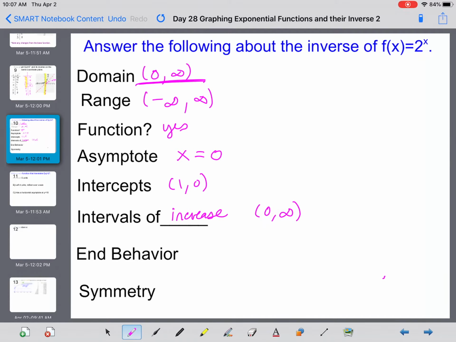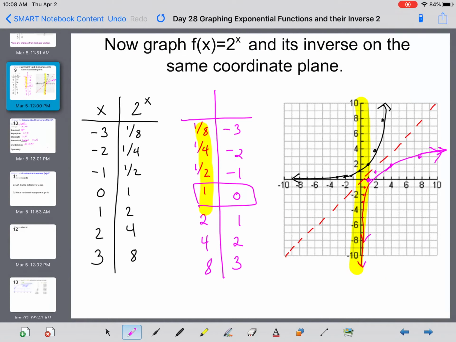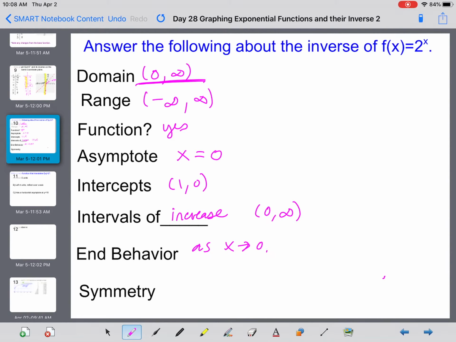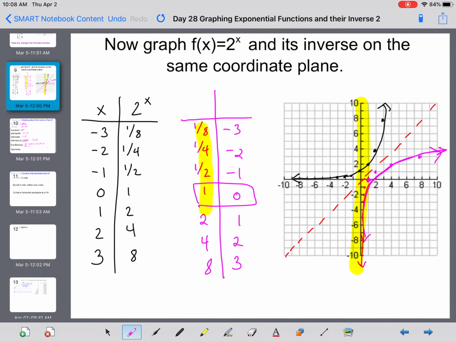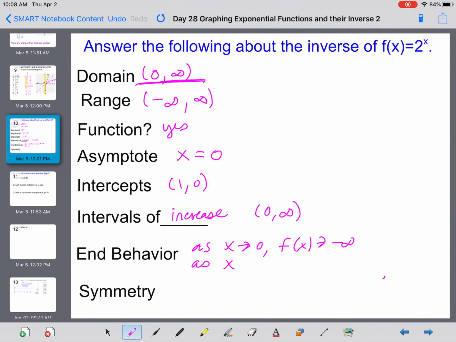For my end behavior, we're going to look at x approaching 0, because that's what x is doing. It's getting really, really close to 0, but never actually reaching 0. So what are my y values doing as x gets close to 0? Well, my y values are going down to negative infinity. And then as x approaches positive infinity, it looks like my y values are doing the same thing. My y values are also increasing there. And then symmetry, well, this one has none.